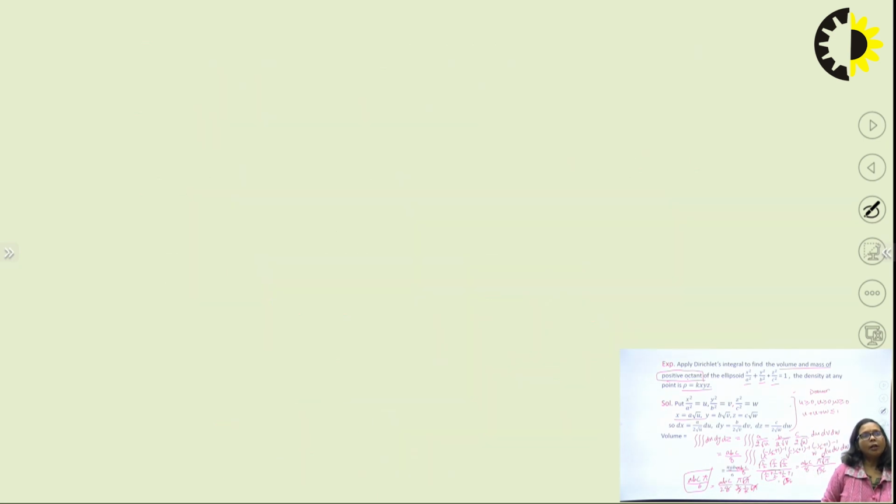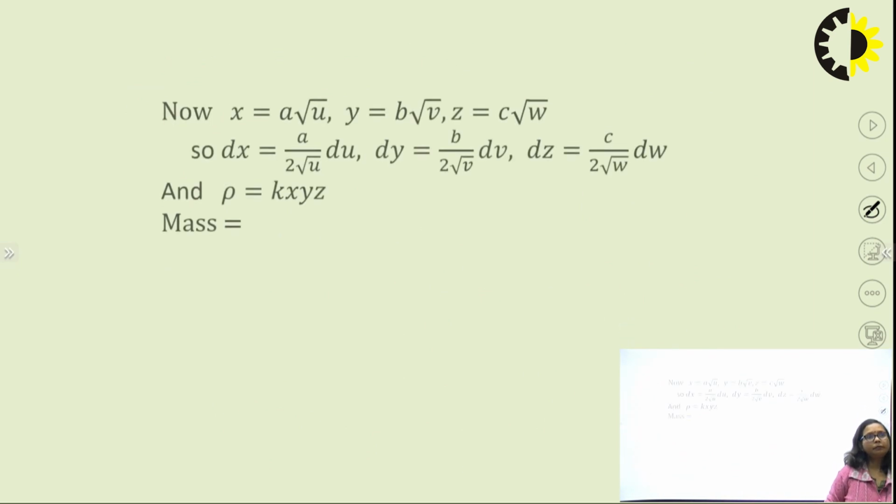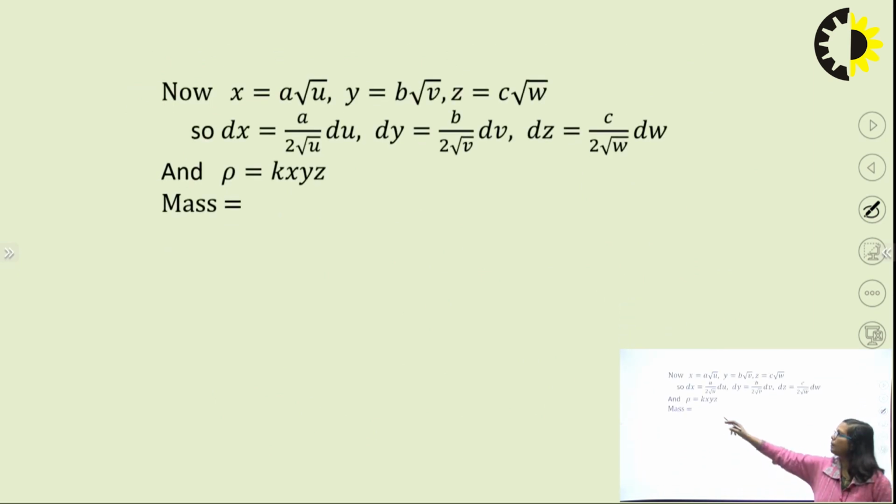Now coming to the second part. In the second part, we need to find the mass by using this density. Using the same values which we have initially done, writing x, y, z in terms of u, v, w and dx, dy, dz.